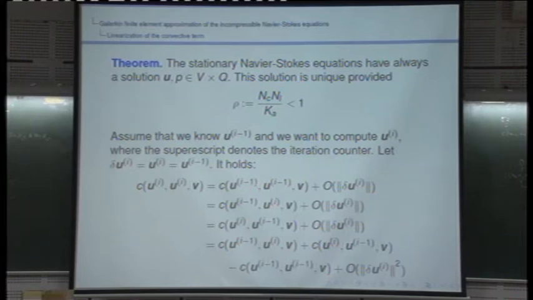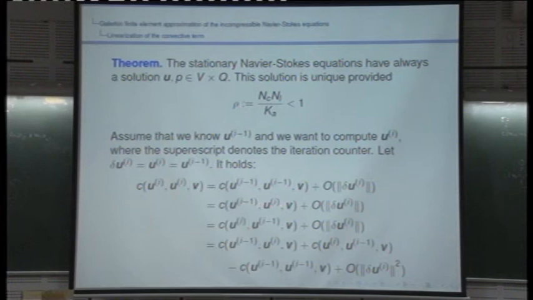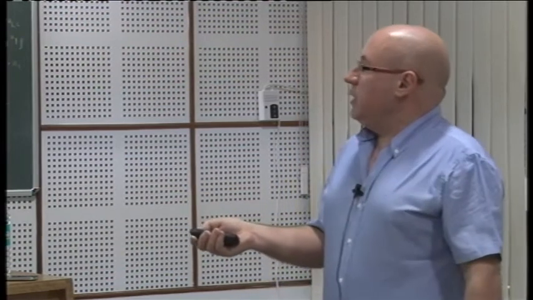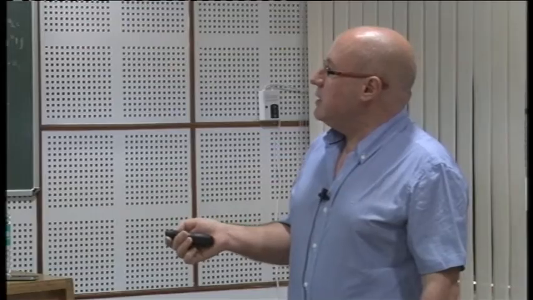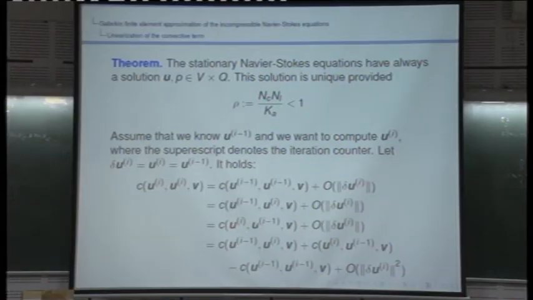Another option is to take the second argument as the unknown that we want to compute and evaluate the first argument in the previous iteration. Again, the remainder is going to be of order delta U, obviously, because the remainder is precisely C of delta U, UI, V. Finally, we have another option that is also of order delta U. We take in the first argument the solution we want to compute, and in the second argument the solution at the previous iteration. So that would be of order delta U as well.